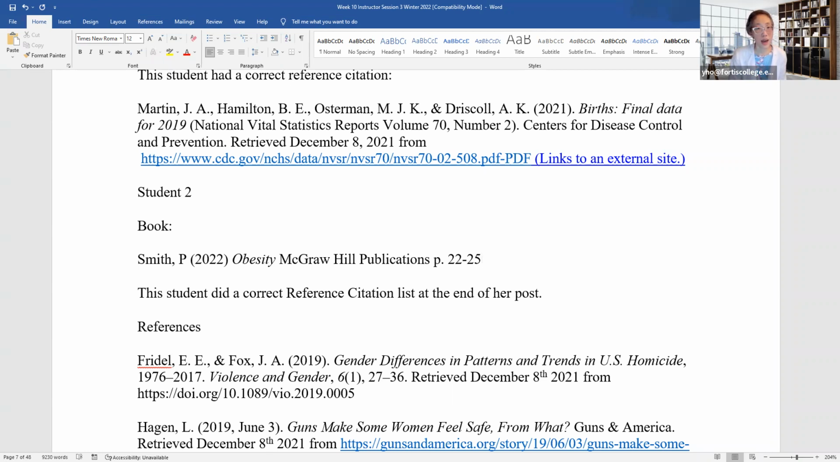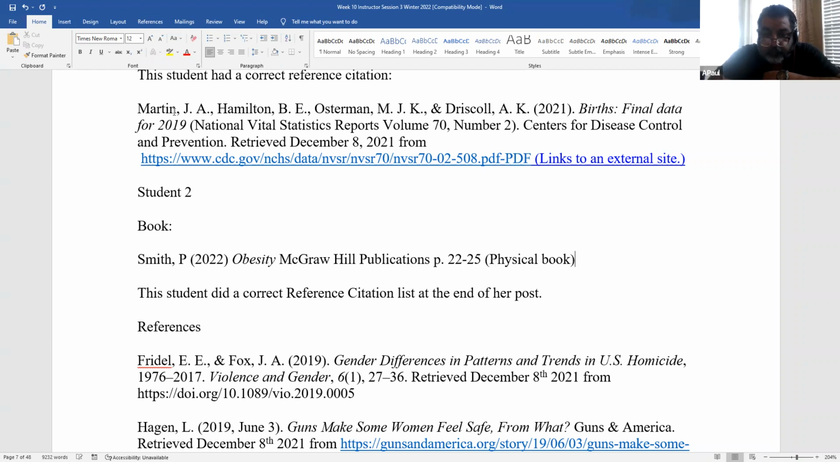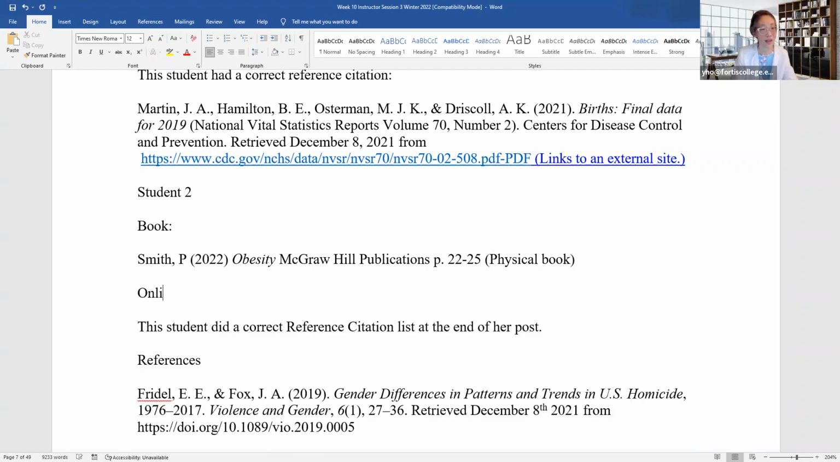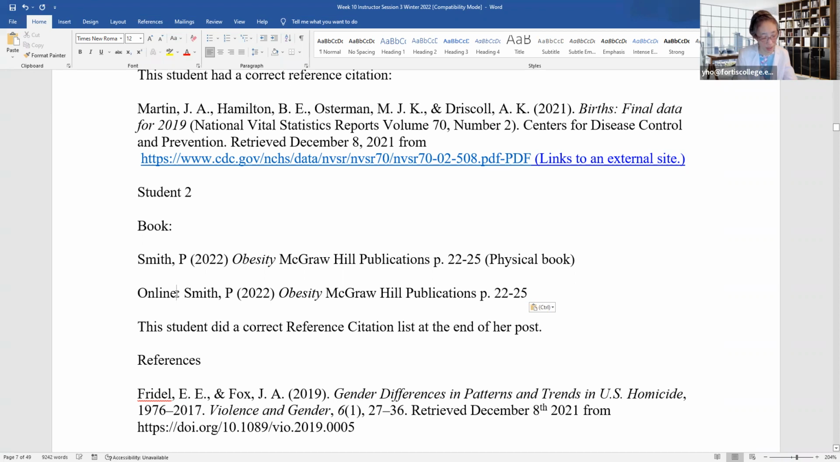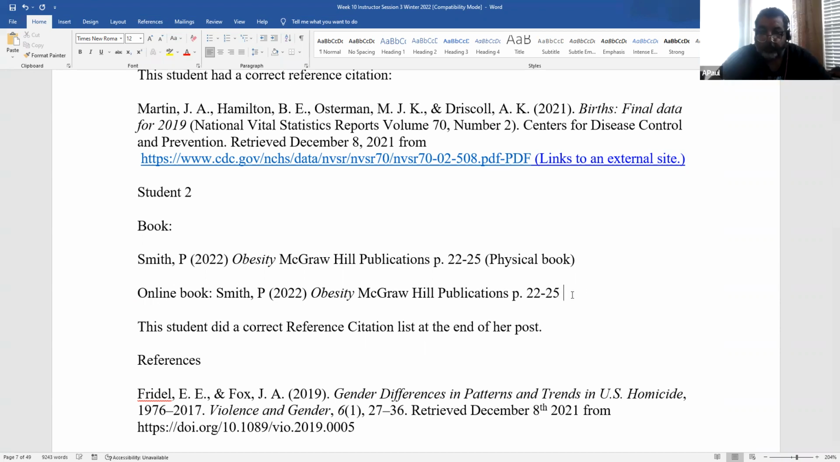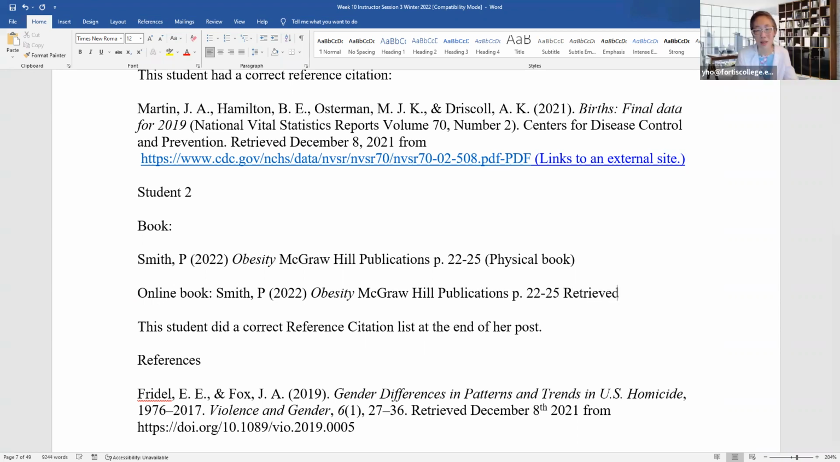You don't need to have, of course, this is a physical book, like it's sitting on your desk. But if you have an online book, then it's almost the same as here. If it's an online book, then it's very similar to a website. So if it's an online book, then you have to have all of this, and then you're going to have retrieved from. Yes, correct. Retrieved, what's today's date?